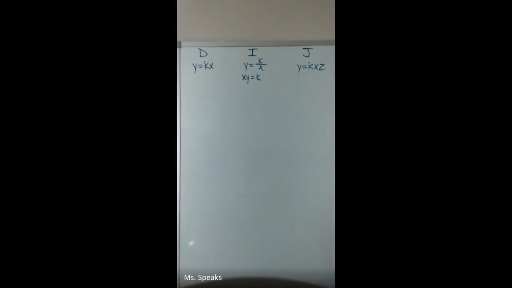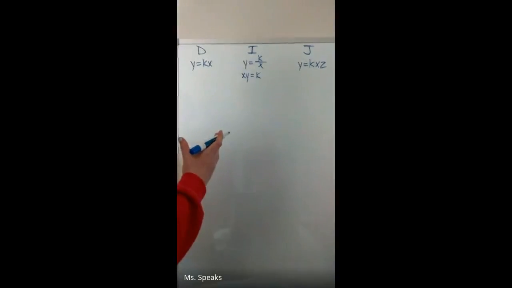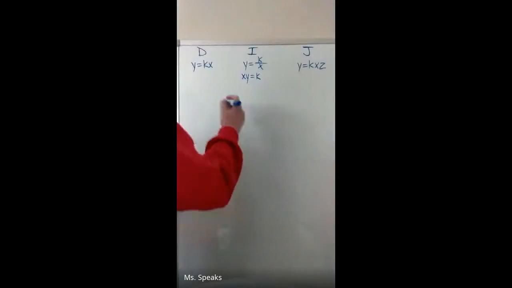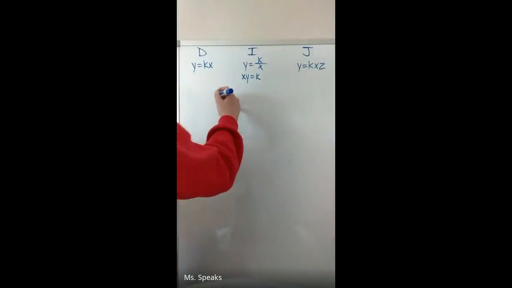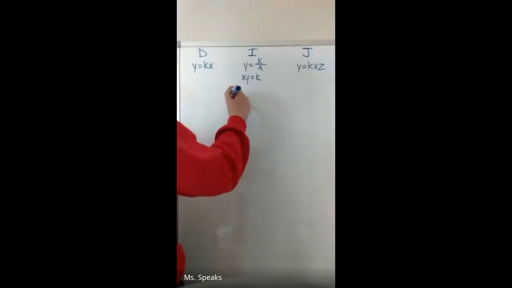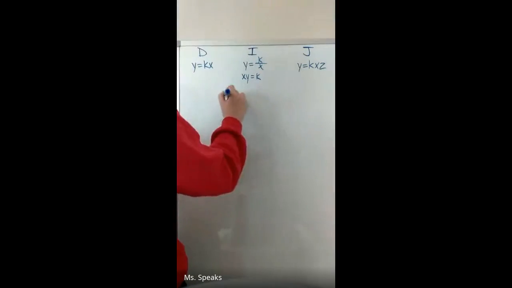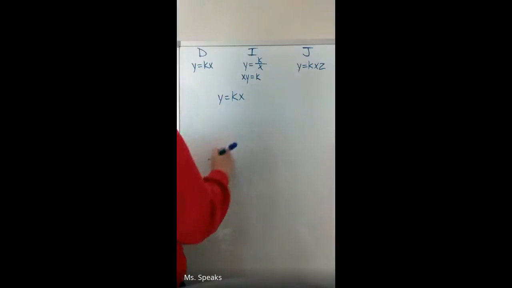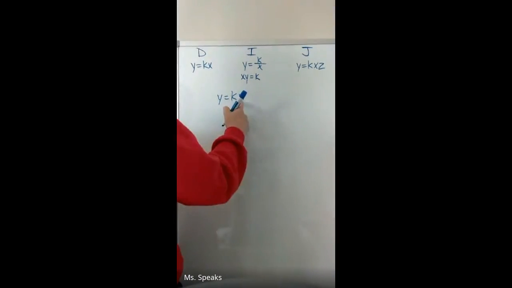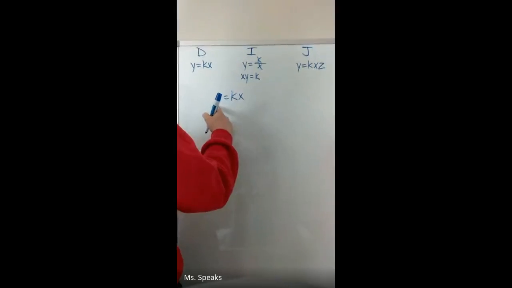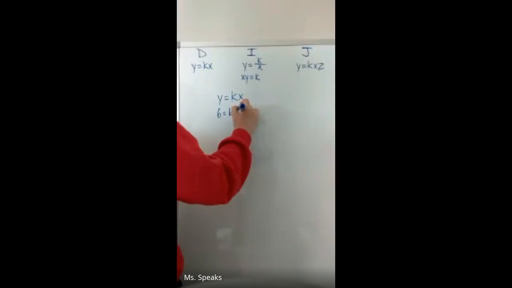So when you read these things, you really want to break it up because it's really 2 separate problems. So x varies directly as y. That tells me that my equation is going to be y equals kx. X equals 27, y equals 6. So 6 equals k times 27.